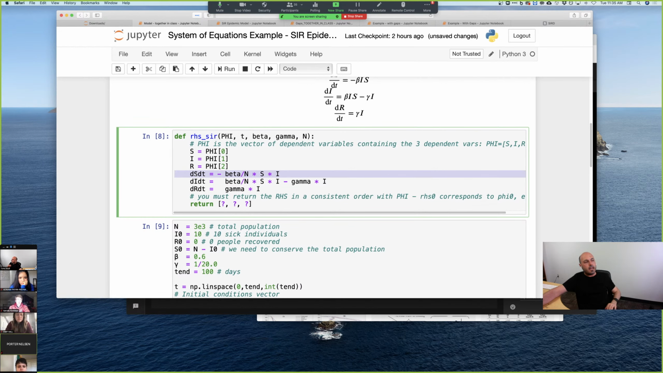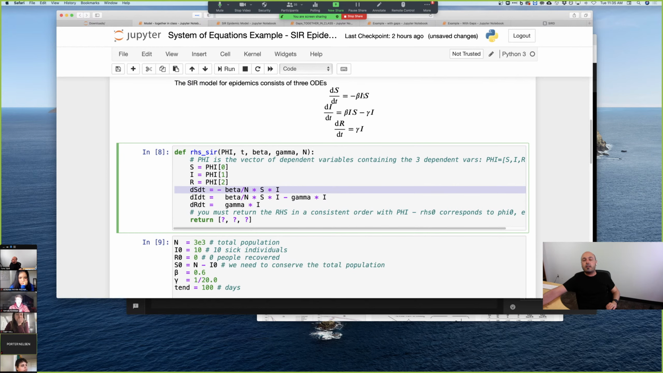Now you see here in this dS by dt, that's the first right-hand side. It's minus beta over n times S times I. dI by dt is the second right-hand side. It's beta SI minus gamma I. And dR by dt is gamma I. Now this right-hand side function needs to return these three right-hand sides. So what do I put here? Now remember, this is going to dictate the order in which I'm solving these equations. And what is the order we decided on?